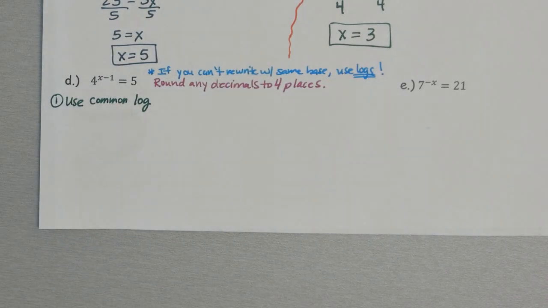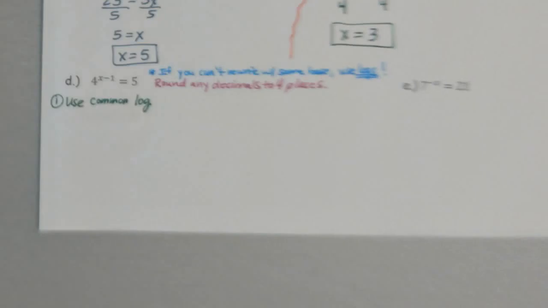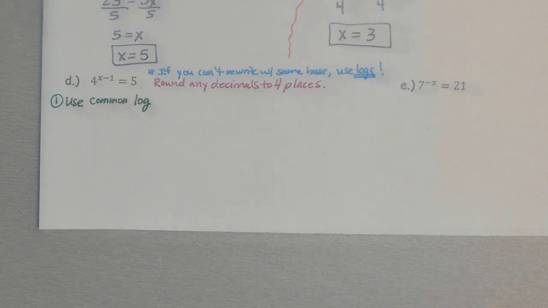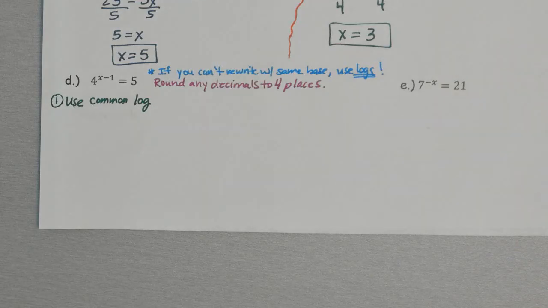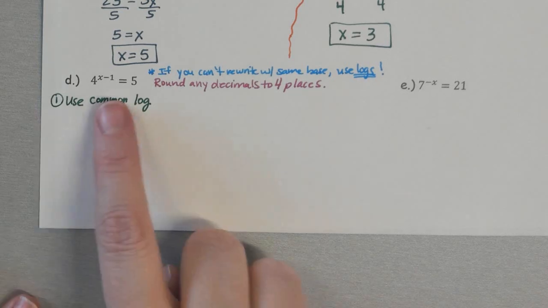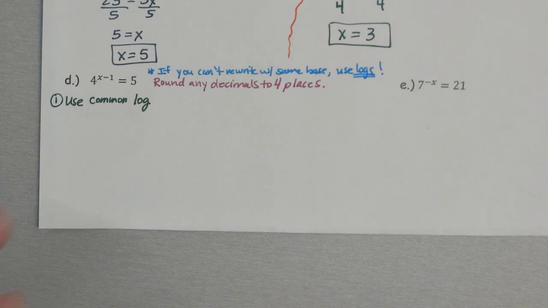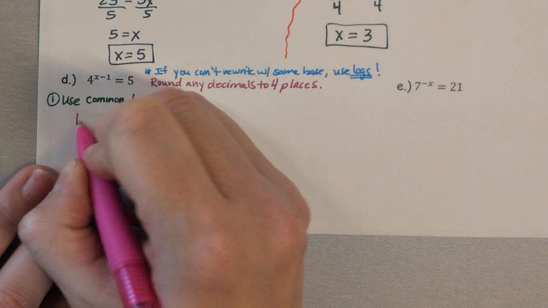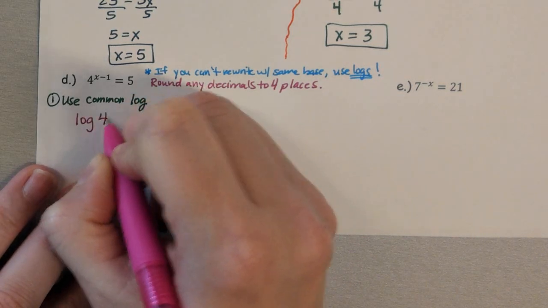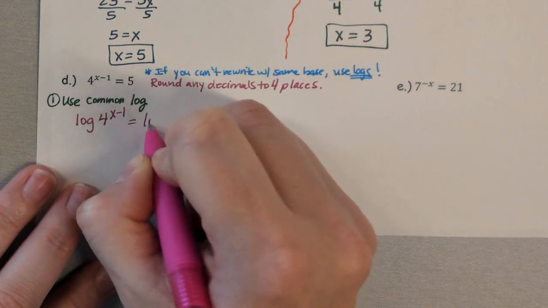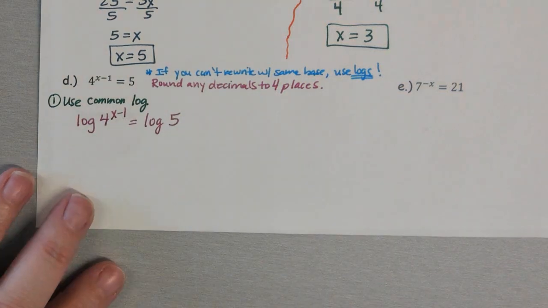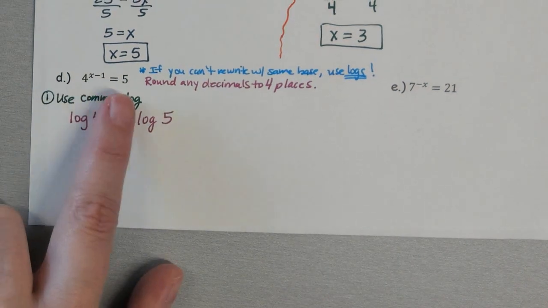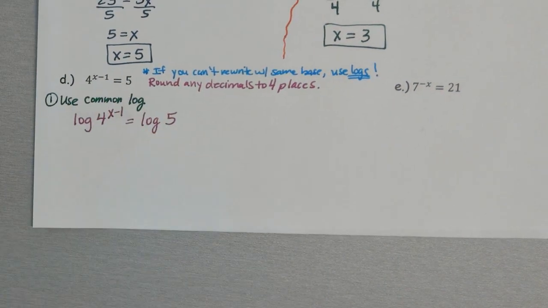Now, you need to write this out. I know some of you are not going to like that very much, but you need to write out your steps. There's a very certain way that you have to show your cancellation. So if you use the common log, you're going to have to write out the log on both sides. And the log goes in front, like this. Okay, so the log goes in front of this side, and the log goes in front of the other side.